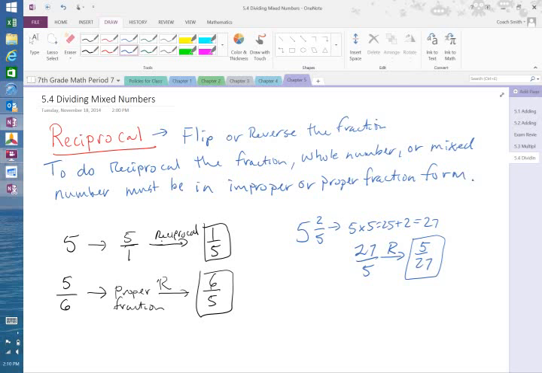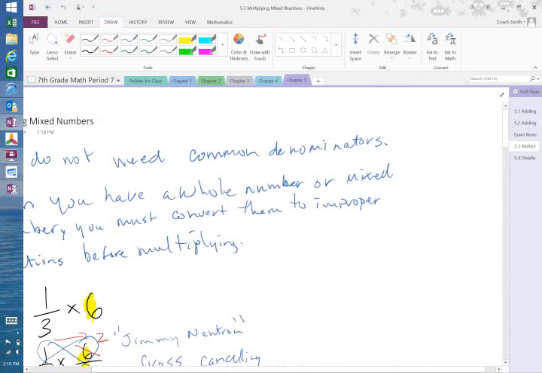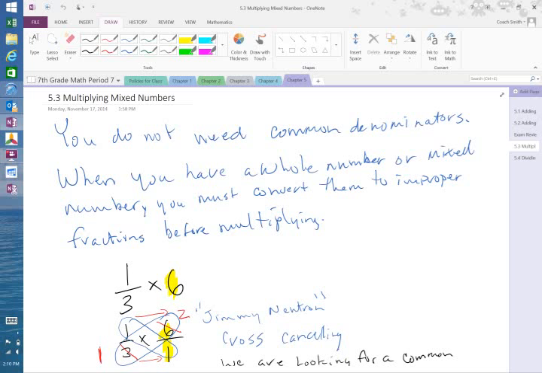I mean, let's look at it. Step 1, go up here to the very top, right there. You do not need common denominators. When you have a whole number or mixed number, you must convert them to improper fractions before multiplying. Very first thing I told you yesterday. And some of you still did exactly what I said you would do. You'll go home, you'll just multiply the fraction, then you'll multiply the whole number, and you'll call it a day. It's the very first thing I told you. And the thing is, I'm going to copy it today.